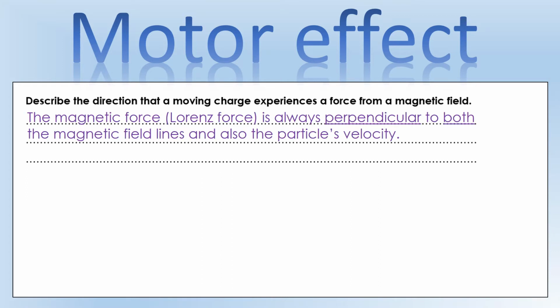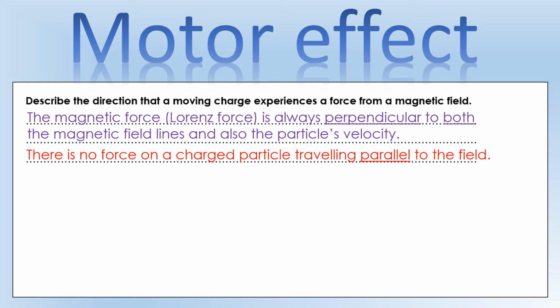So the magnetic force, sometimes called a Lorentz force, is always perpendicular to both the magnetic field lines and the particle's velocity. This is essentially what Fleming's left-hand rule is telling us, because our first finger is the direction of the field, our middle finger is the direction that charged particles are traveling, and the way we've set up our hand, those two things are perpendicular to each other, and the force, or our thumb, is perpendicular to both of those. So this is just an expression, essentially, of Fleming's left-hand rule.